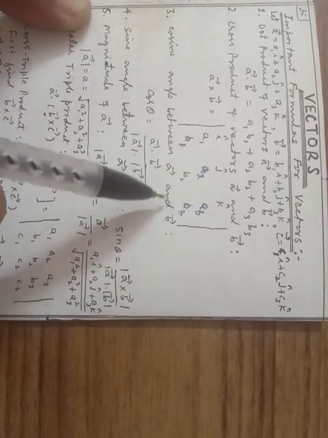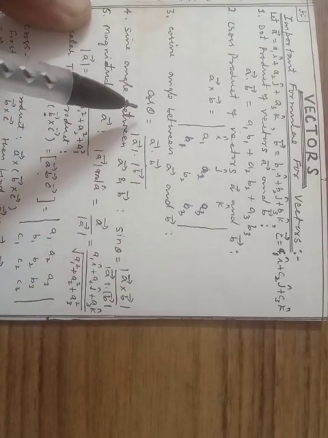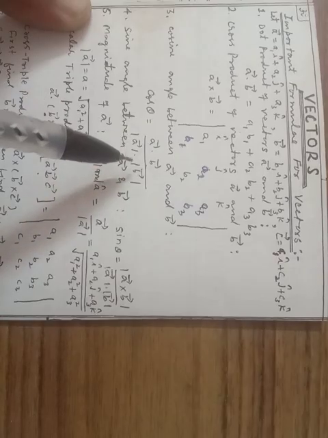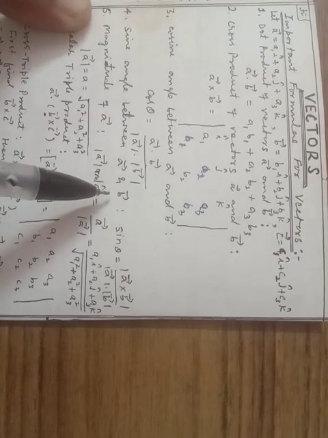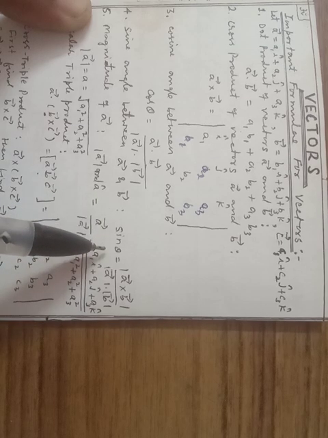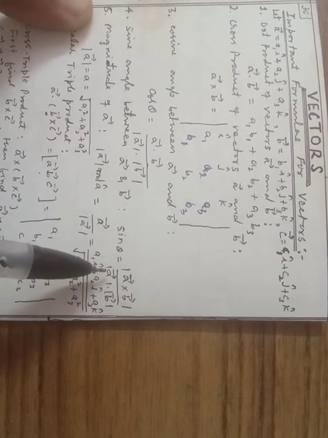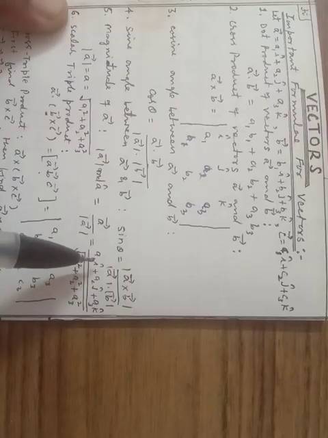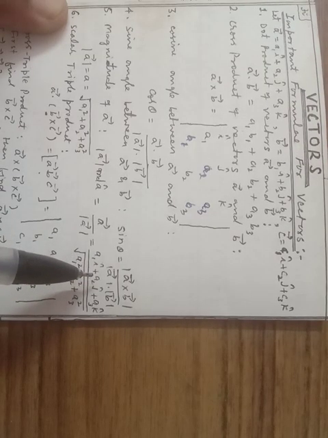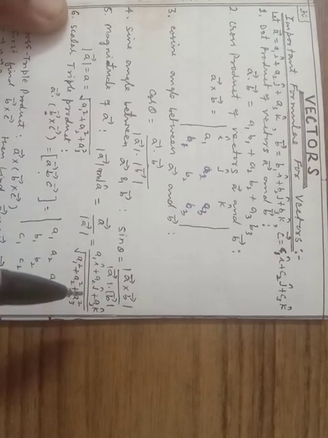The cosine of the angle between a and b is cos theta equal to a dot b upon magnitude of a and magnitude of b. The sine of the angle between vector a and vector b is sin theta equal to magnitude of a cross b divided by magnitude of a into magnitude of b.